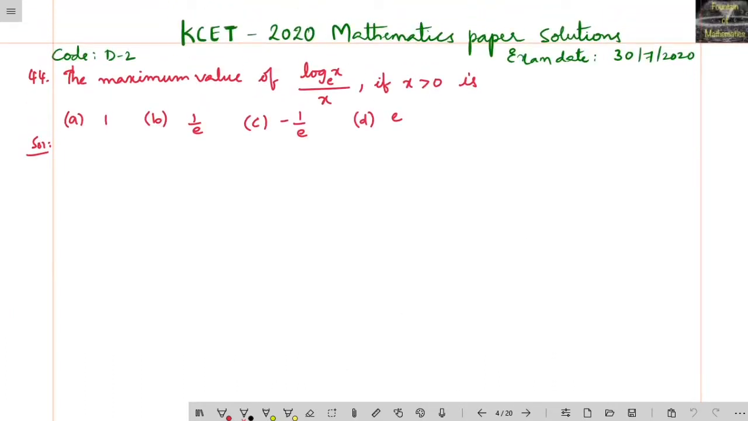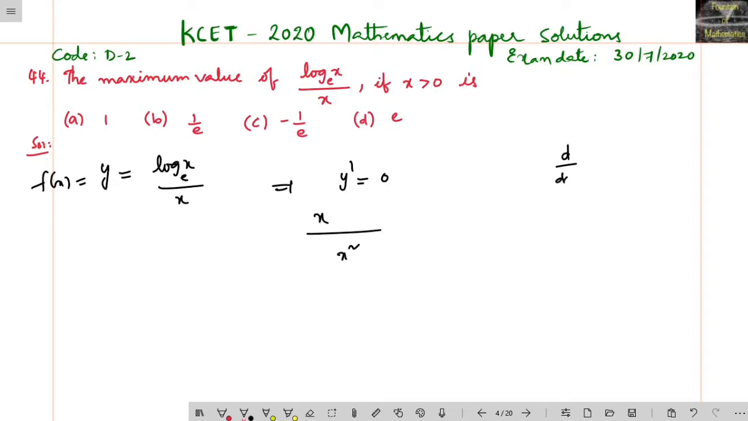So the maximum value of log x to the base c divided by x if x is greater than 0 is. So for a function f of x or y is equal to, let y is equal to log x to the base c divided by x. To get the maximum, or this is here like f of x. To get maximum or minimum, we take dy by dx is equal to 0, that is y dash is equal to 0. So first we take the differentiation of that. So what is the differentiation? Dy by dx you will be getting, so divided by x square, x into, again applying using the u by v rule, d by dx of u by v is equal to v u dash minus u v dash.